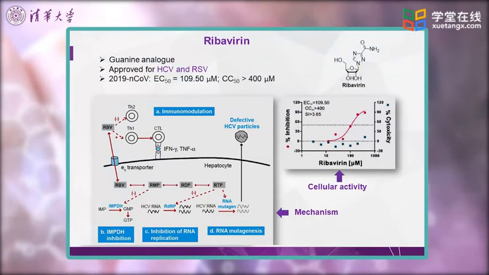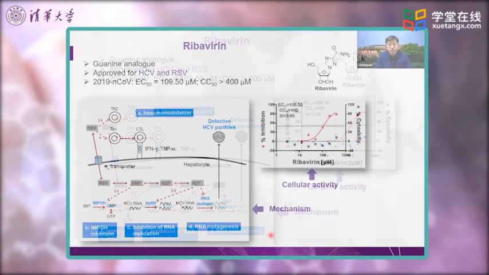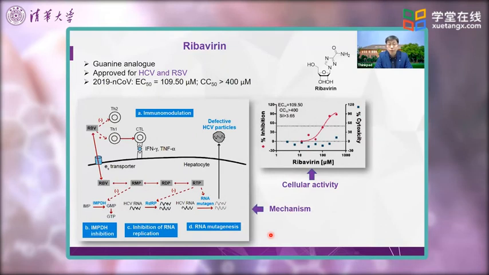The third drug I will discuss here is named ribavirin. It's a rather famous antiviral. Here's the structure. Ribavirin is also a guanine analog. Actually, it's a broad-spectrum antiviral. It has been approved for HCV and RSV treatment. It has a moderate activity, around 100 micromolar for the EC50 value.